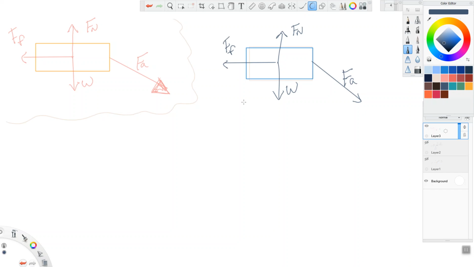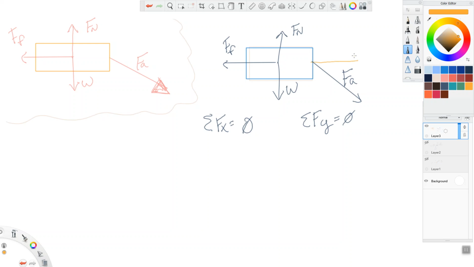What I can say here now is that since this object's moving at constant velocity, the summation of the forces in the x direction and the summation of the forces in the y direction are all going to equal 0. So with that being said, summation of the forces in the x direction equals 0, and the summation of the forces in the y direction are also going to equal 0. This tells me we're going to have to use a little bit of trig magic here. Let's break this into its components.